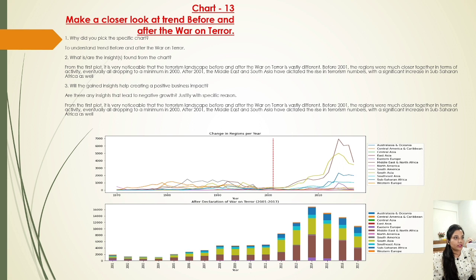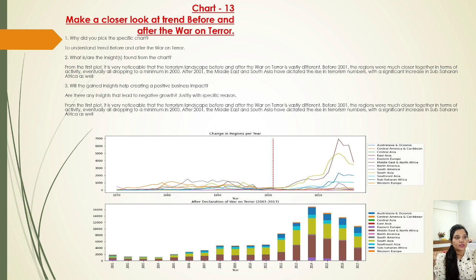In chart number 13, we are taking a closer look at the trends before and after the war on terror. To understand the trend before and after the war on terror, we chose these graphs. From the first plot, it is very noticeable that the terrorist landscape before and after the war on terror is vastly different. Before 2001, the regions were much closer together in terms of activities. Eventually, all dropped to a minimum in 2002.